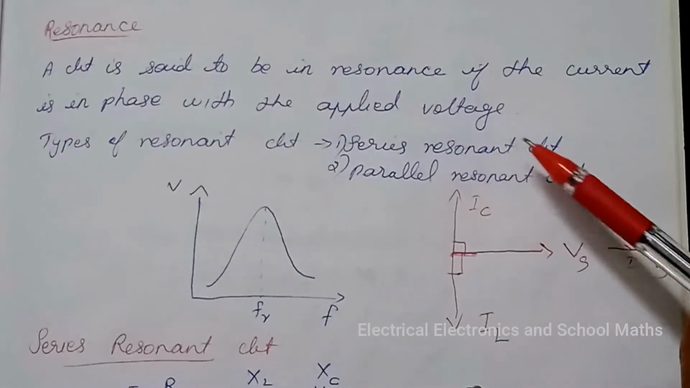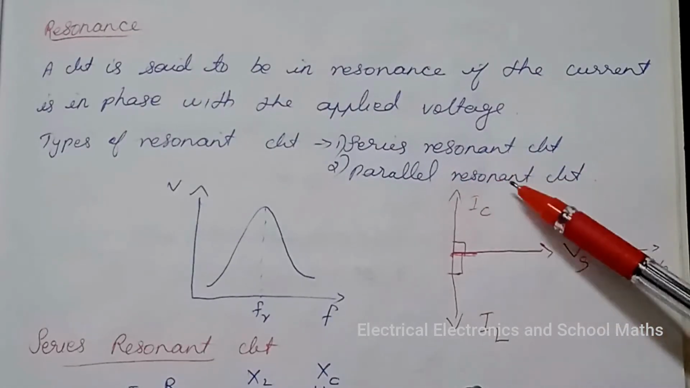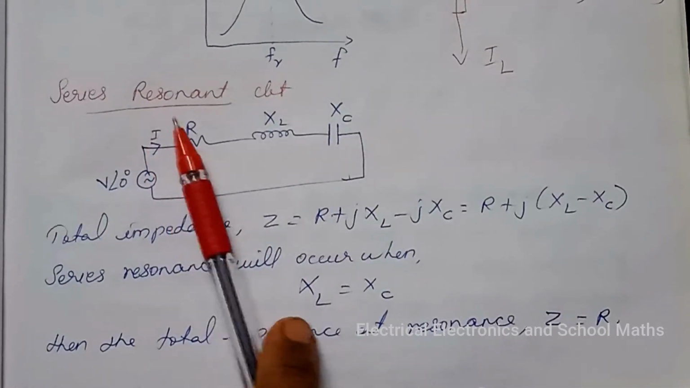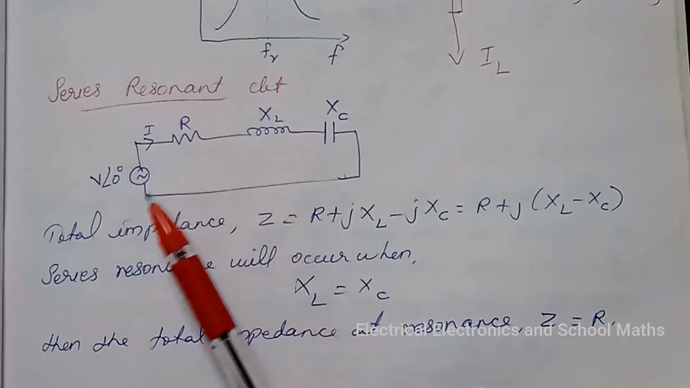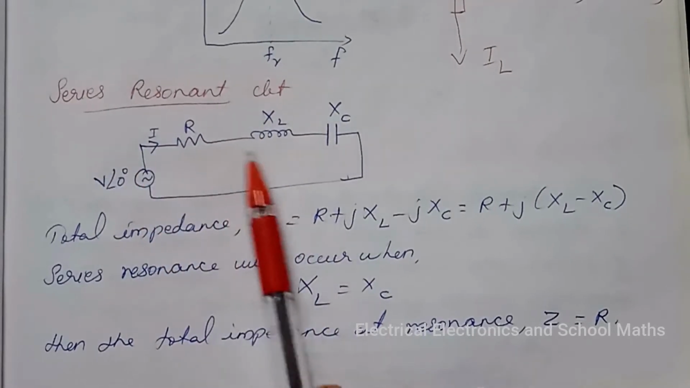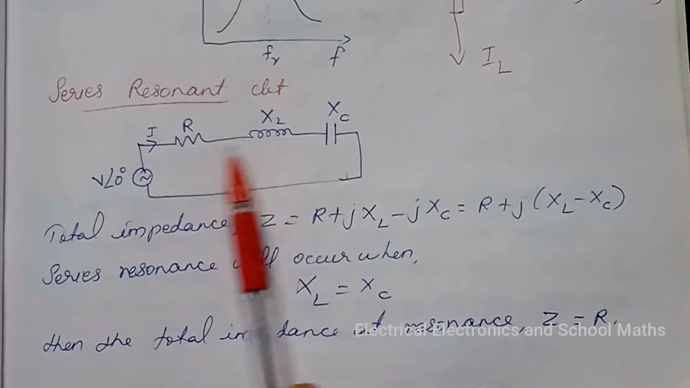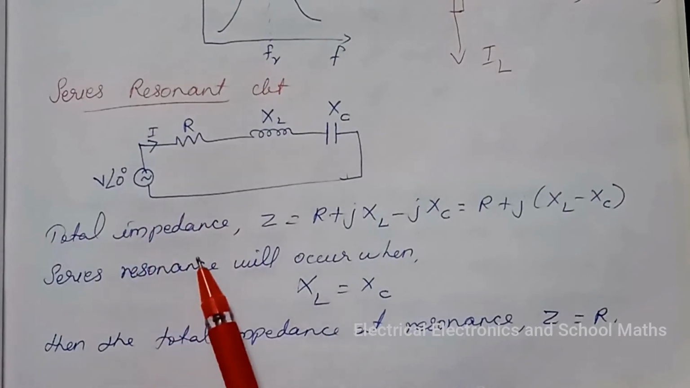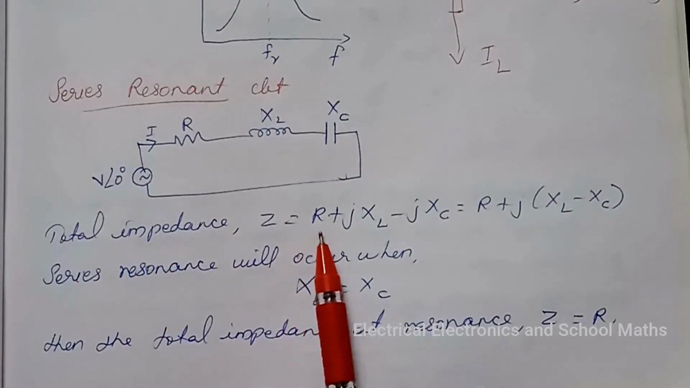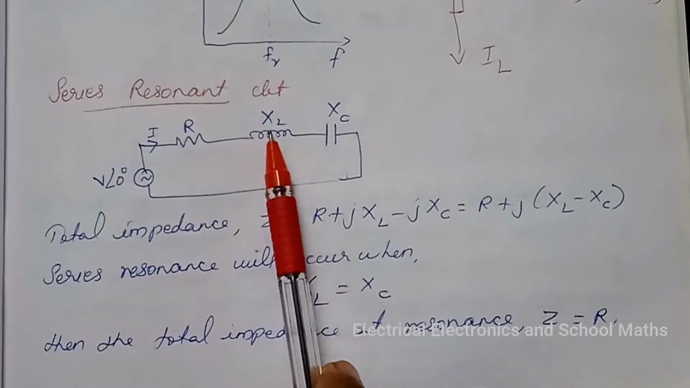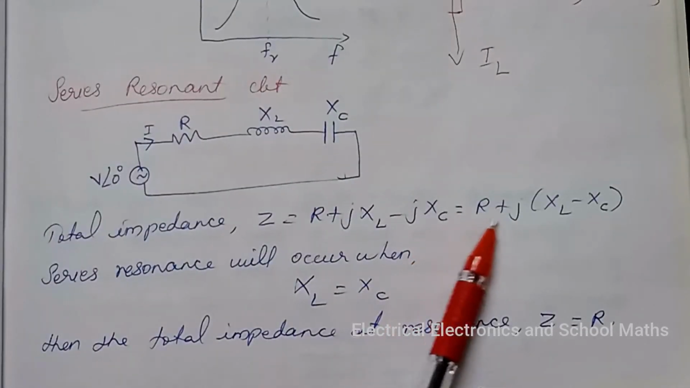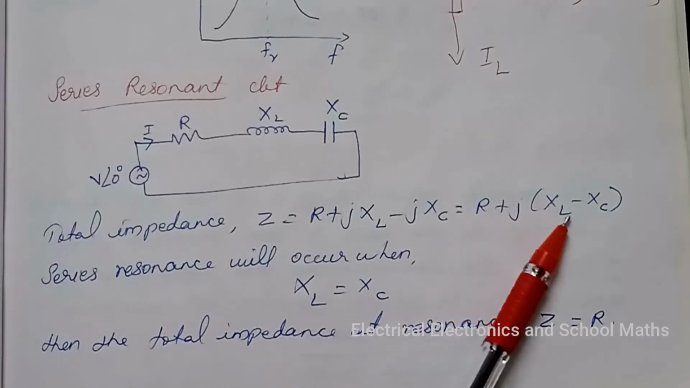There are two types of resonant circuit: series resonant circuit and parallel resonant circuit. Let us study the series resonant circuit. The basic configuration for the series resonant circuit is shown in the figure. The total impedance Z is equal to R plus jXL minus jXC.